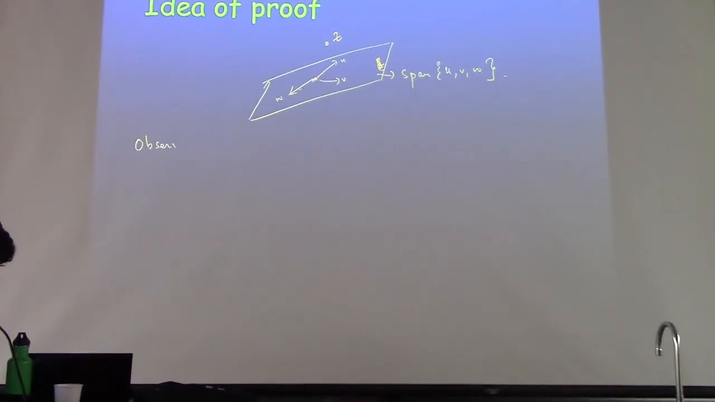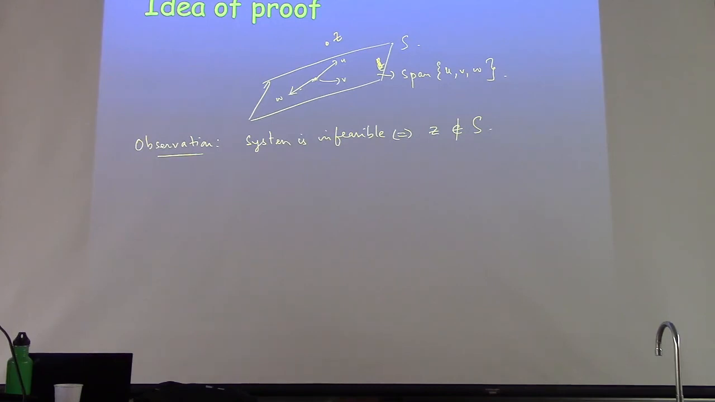And the observation is that the system is infeasible. Z is not in this space S. Okay, so this is what we did last. This is what we saw in the previous slide.